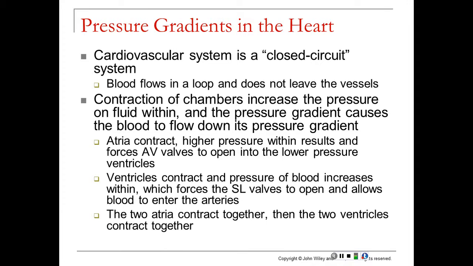So, as the atria contract, that increases the pressure within the atria, forcing those AV valves to open, and the blood is going to flow to where there's lower pressure within the ventricles. When the ventricles contract, the pressure of the blood increases within the ventricles, forcing those semilunar valves to open and allowing the blood to enter the arteries. The two atria contract together, then the two ventricles contract together. So you get two syncopated contractions. The atria contract, the ventricles contract. The atria contract, the ventricles contract. And what that's doing is controlling the flow of blood to the lungs and the flow of blood to the body.